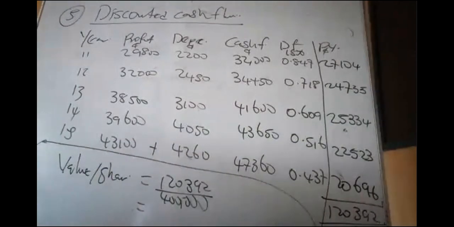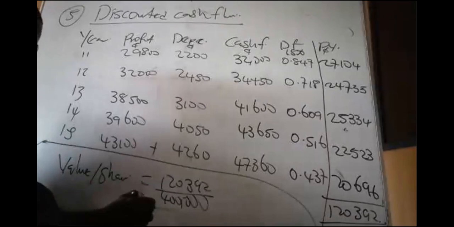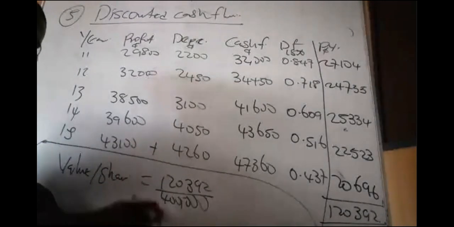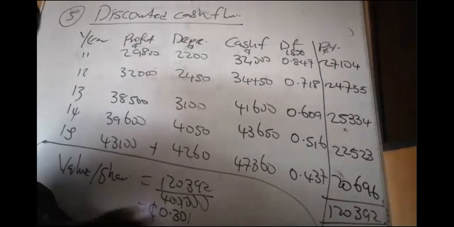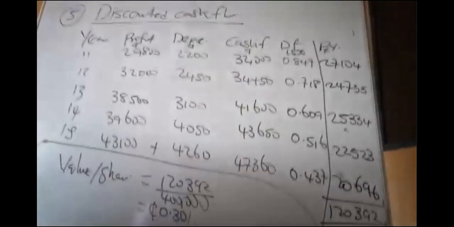So the answer will be, you can write it here. The price per share will be 120,392 divided by 400. That's 0.301. So let's bring the Ghana cedi. 0.301. So that is the end of the game. So it's calculated under each method.